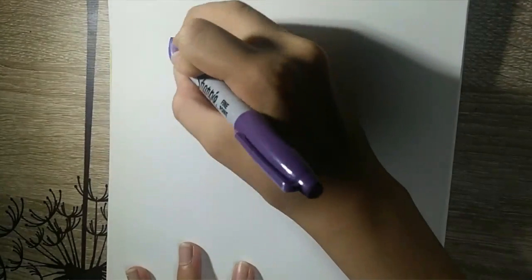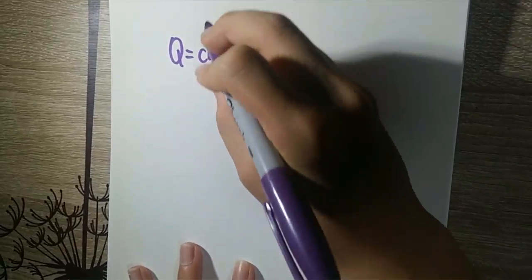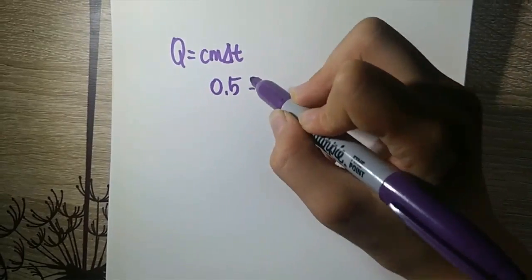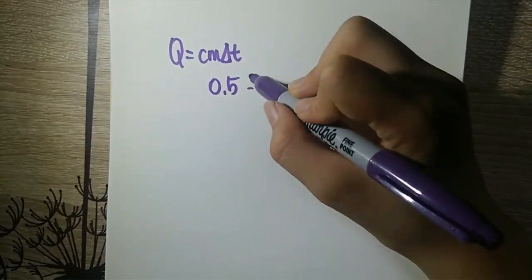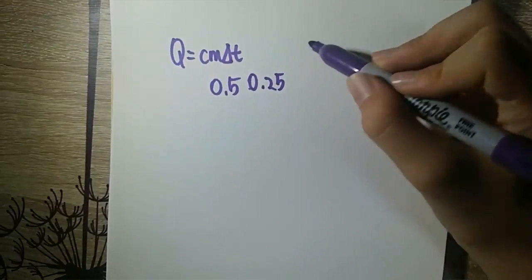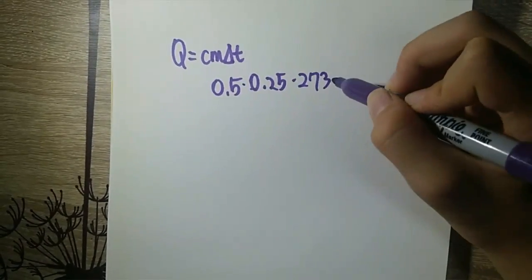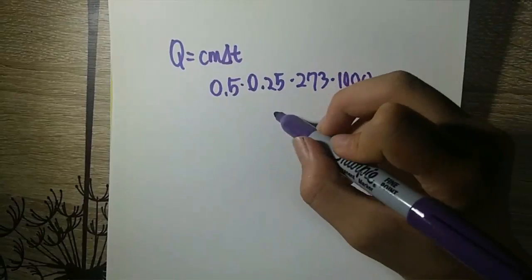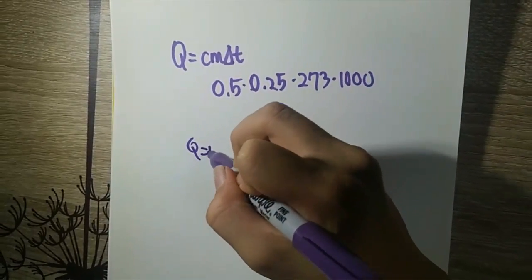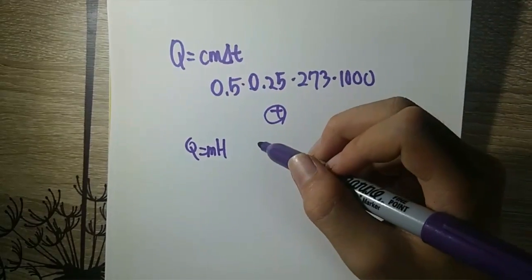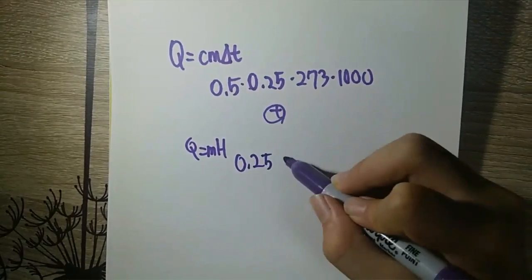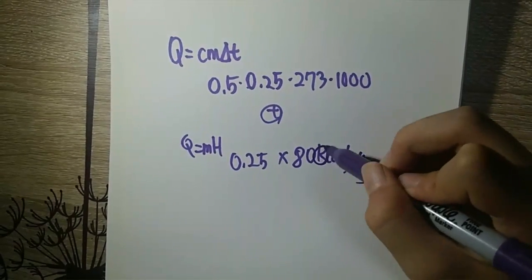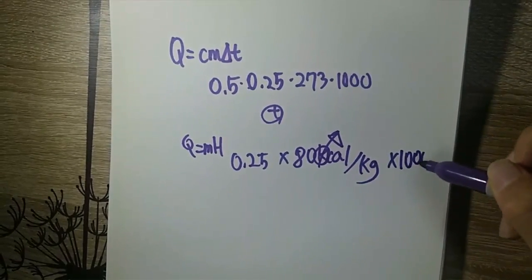First of all, we need to use Q equals Cm delta T. Then, C is 0.5, and we need to use 250 grams, 0.25, and we need to times 273. But we need to also times 10 because this is kilocalories, and we need to know calories. And then we will add Q equals mH, which is turning from ice to water, which is 0.25 times the H, which is 80 kilocalories per kilogram, so we need to multiply 1,000 more.